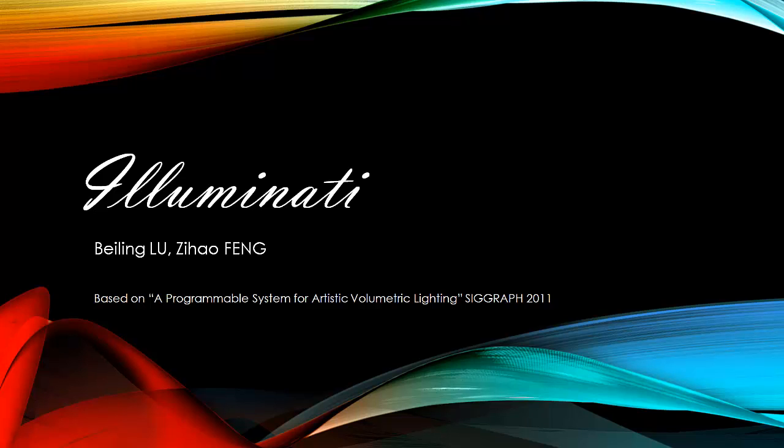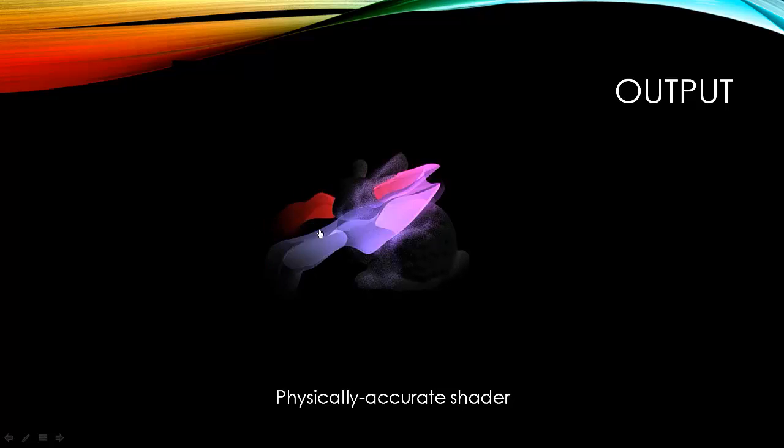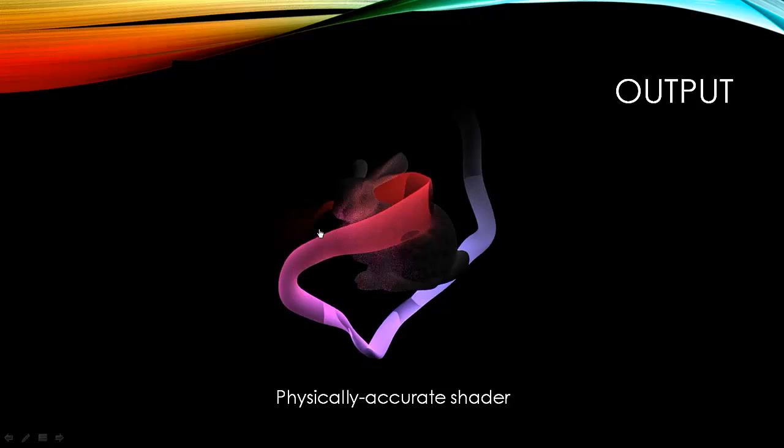We're here to present our authoring tool for Maya called Illuminati, which means bright and enlightened. It is based on a SIGGRAPH 2011 paper, a programmable system for artistic volumetric lighting. Here's a working demo of our final image. So you can see all the flowing lighting effects, which is achieved by physical shaders and rendered in 3Delight.